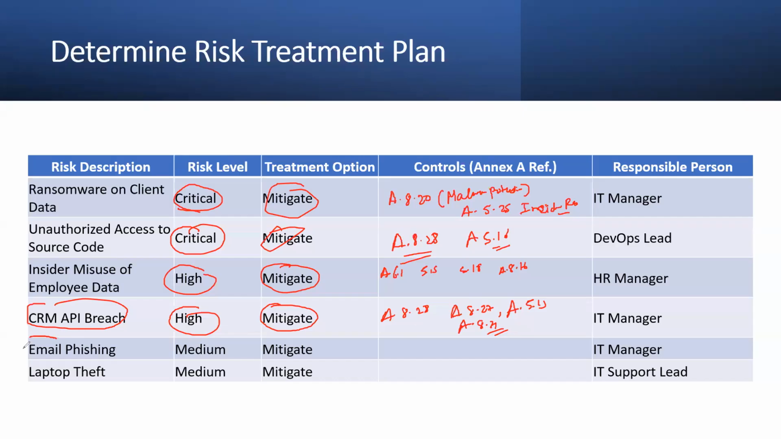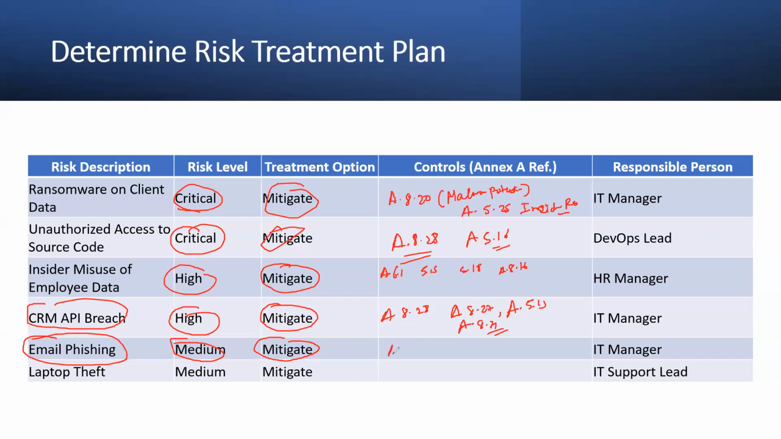So what if there is email phishing? This is sitting under medium. We are going to mitigate this as well. How? Do we have any applicable control for that? Yes. The best thing is awareness. If you adopt 27001, it becomes mandatory to give an awareness session to each and every employee regarding cyber security, phishing, all those things.